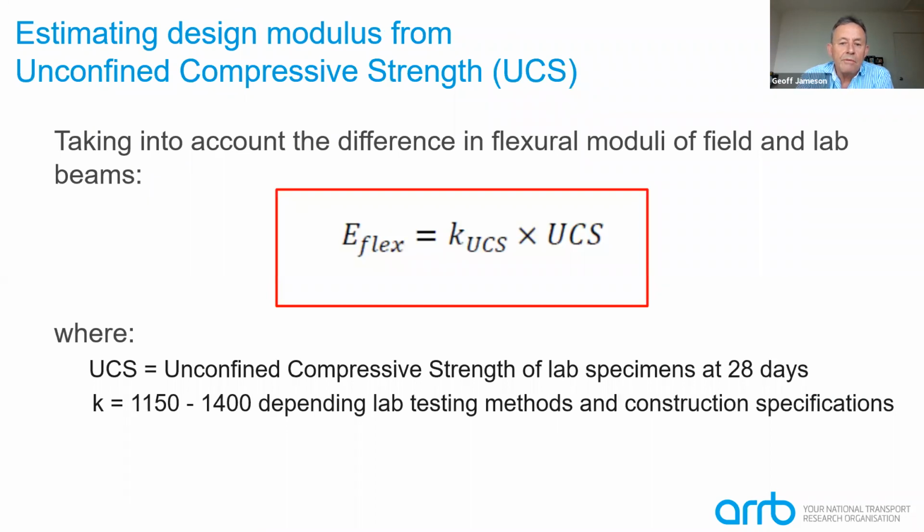And this is the form of equation that we have in the Austroads guide, where there's a simple factor of around about 1,000 to 1,500 in that region to estimate the flexural modulus from the unconfined compressive strength.